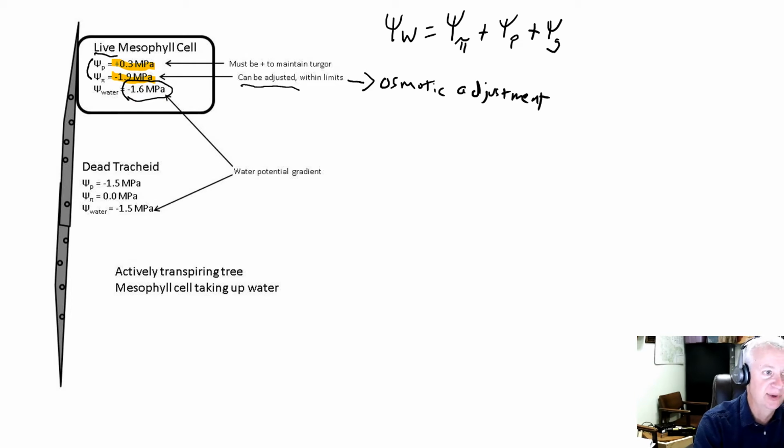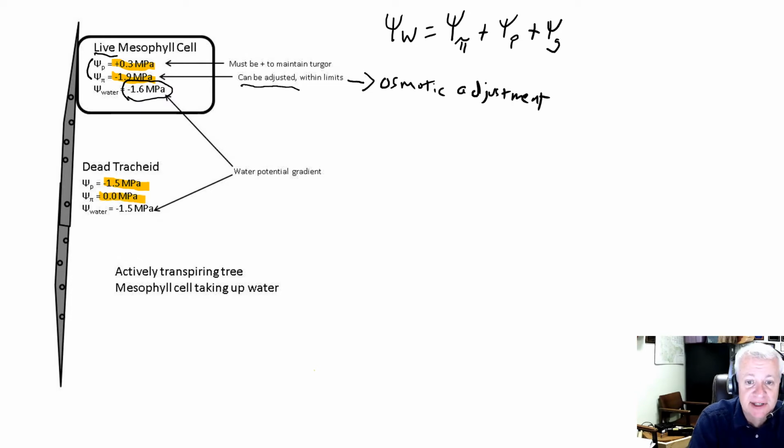Now let's look at the situation in the xylem. We've got this tracheid, which is right there, essentially attached to the mesophyll cell. And remember, in dead cells like tracheids, or in tracheids where water transport is occurring, pressure potential is negative. So the pressure potential in this tracheid is negative 1.5 megapascals. The osmotic potential here is 0.